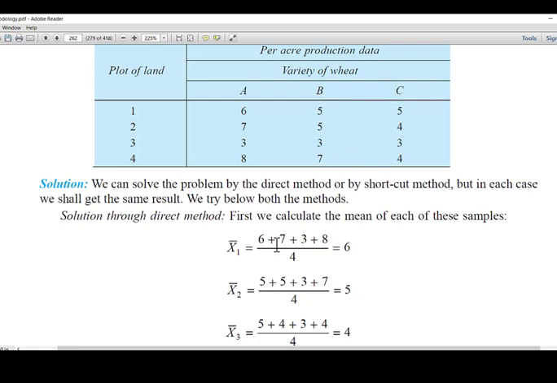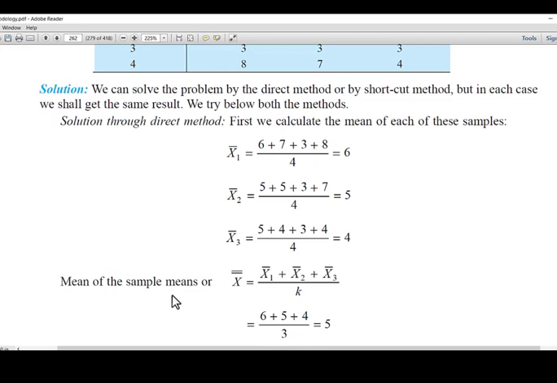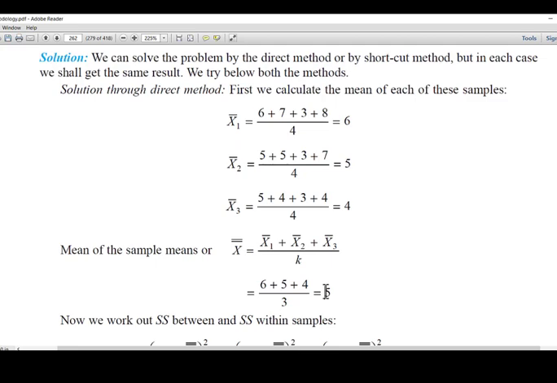What is the mean of the first sample? That is 6 plus 7 plus 3 plus 8 divided by 4, that is 6. The mean of sample 2, 5 plus 5 plus 3 plus 7 by 4, 5. Mean of sample C, 5 plus 4 plus 3 plus 4 by 4, 4. These are x1 bar, x2 bar and x3 bar. Then the mean of the sample means, or we say grand mean, is equal to x1 bar plus x2 bar plus x3 bar by k, and here 6 plus 5 plus 4 by 3, so 5. This is the mean of the sample means denoted by x double bar.